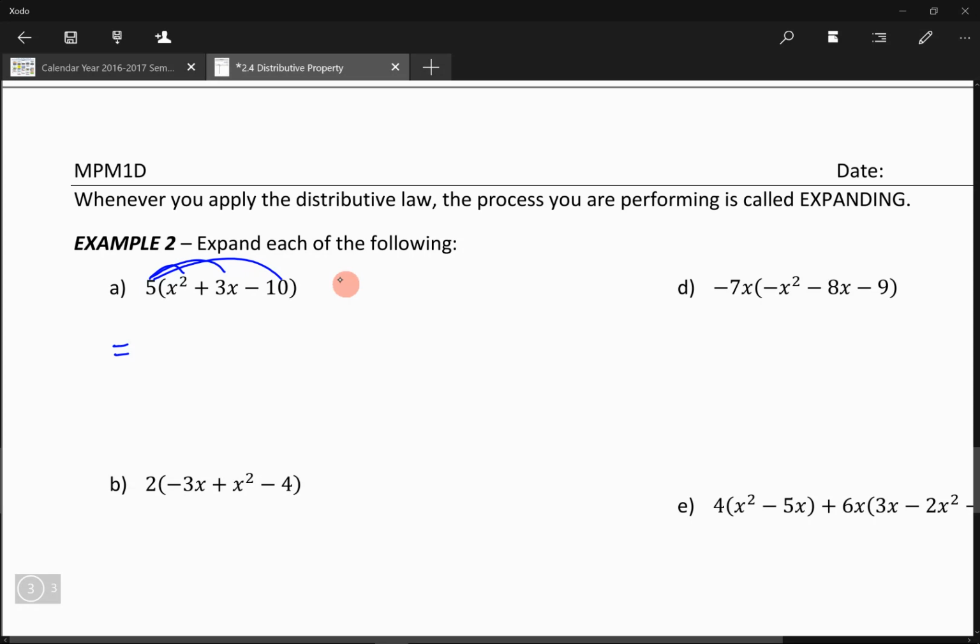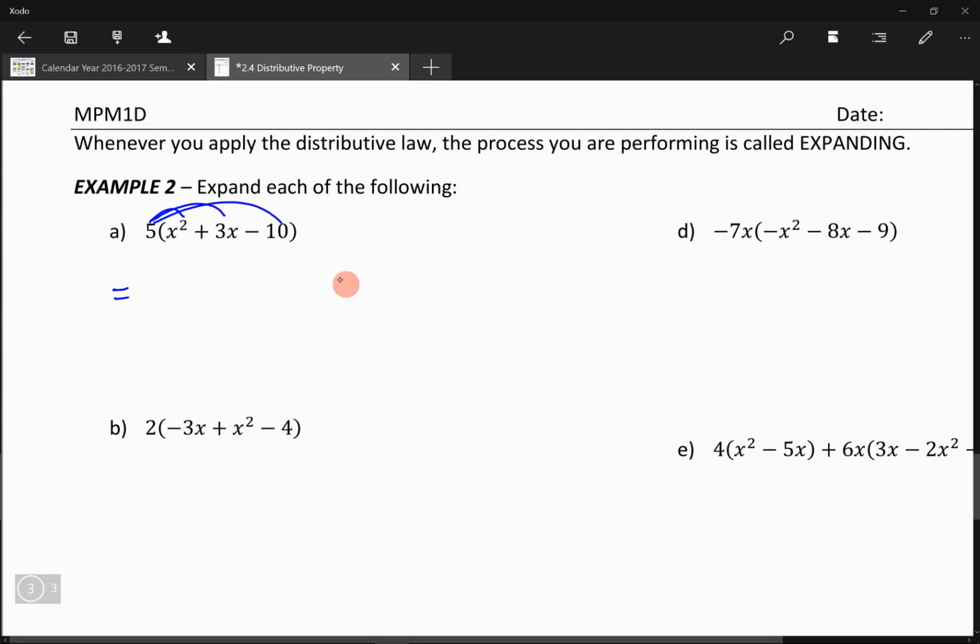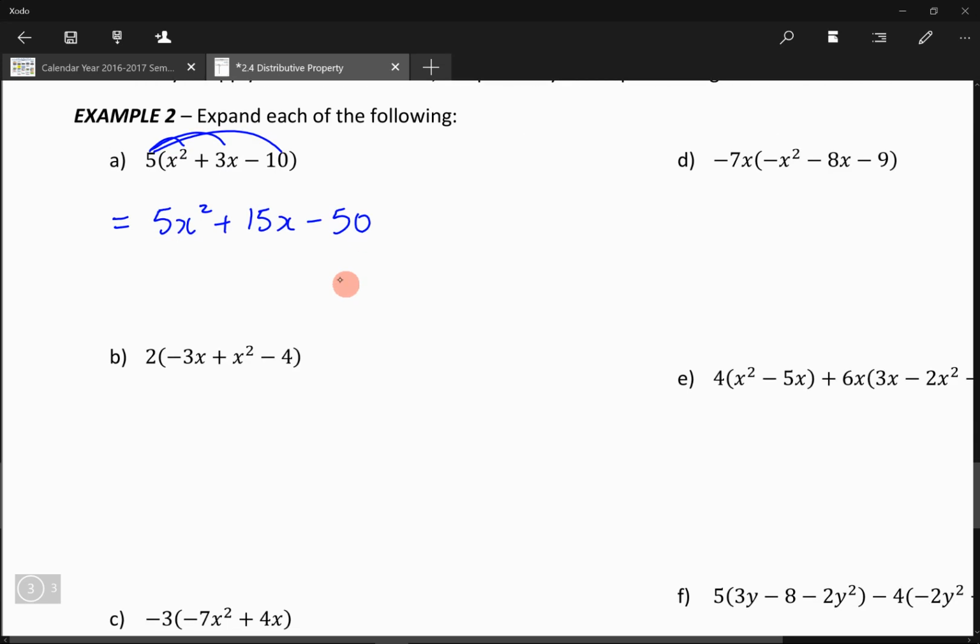So I'm just going to go a little bit faster to finish this video. So 5x squared, 5 times 3 is 15, so plus 15x. 5 times 10 is 50, don't forget the minus sign, so minus 50. Next one here, 2 times negative 3x is negative 6x. 2 times x squared is 2x squared, so plus 2x squared. And 2 times minus 4 is minus 8. Again, ordering counts, so put the 2x squared first, then your lower degree terms, so minus 6x and minus 8.